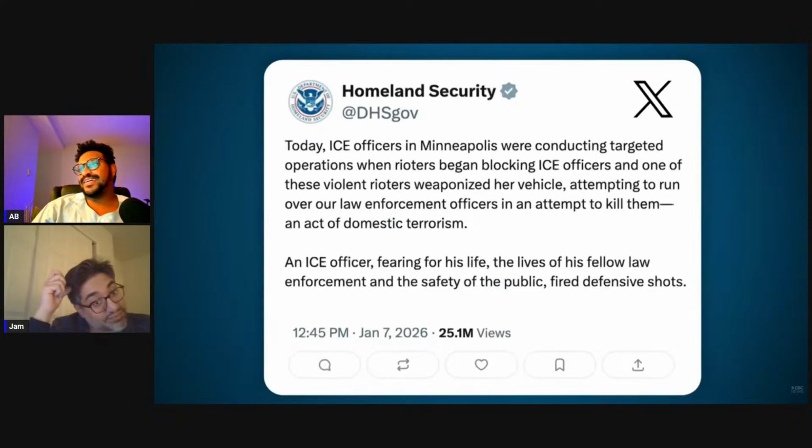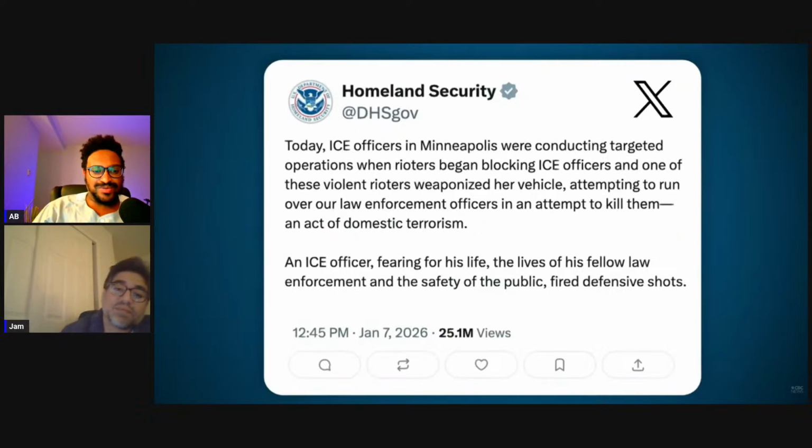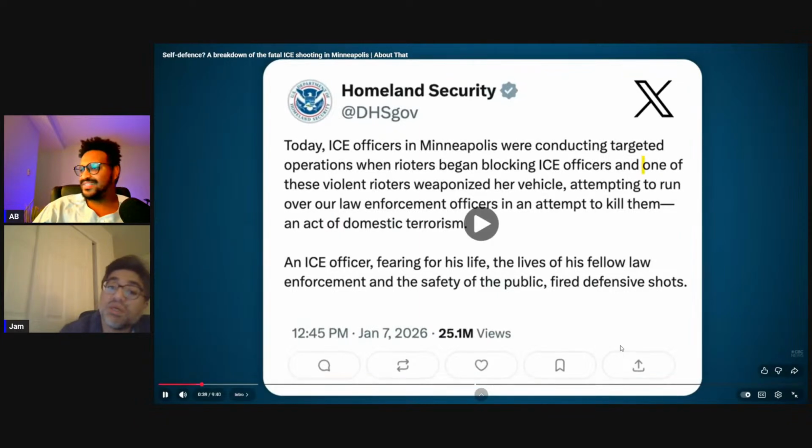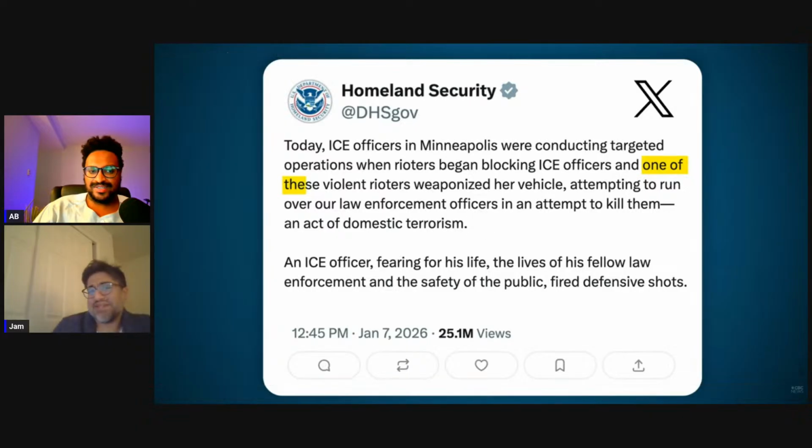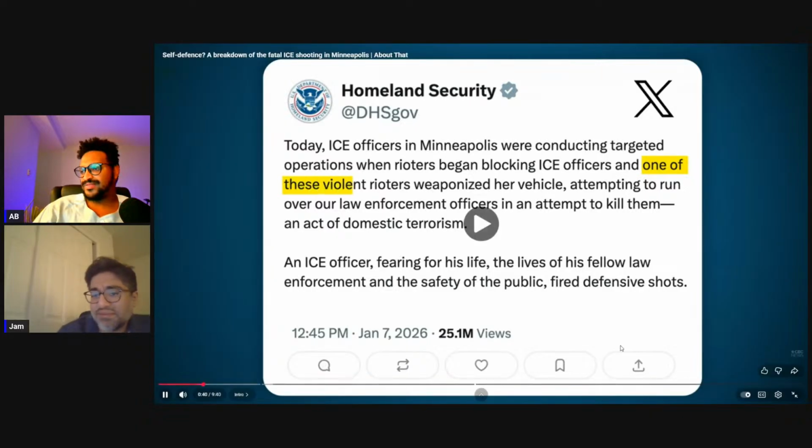Damn, man. Look at the video. She was driving away. Was she detained? Was she being detained? No, she was in her car. What is this? Who weaponized her vehicle in an attempt to kill.